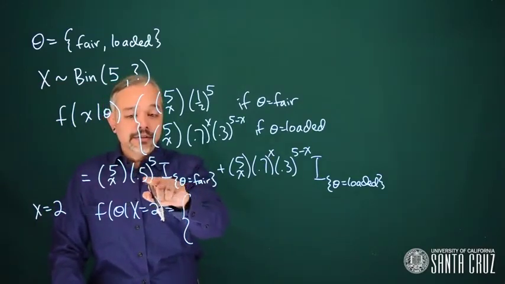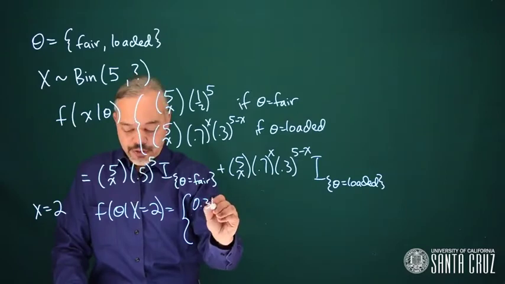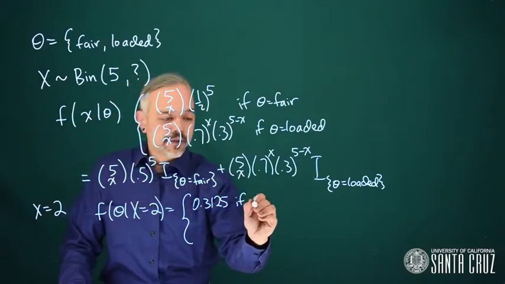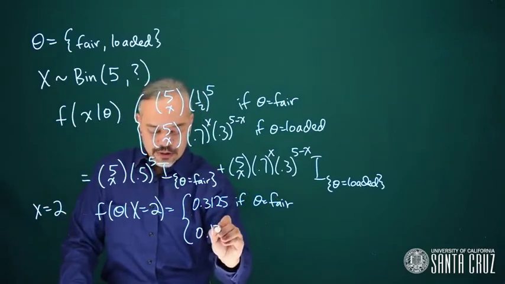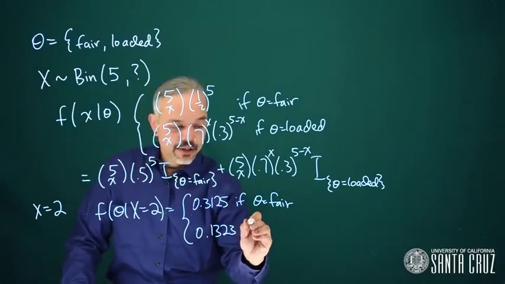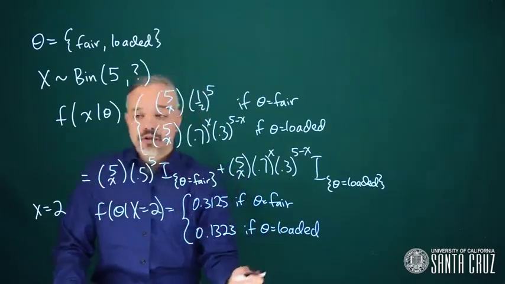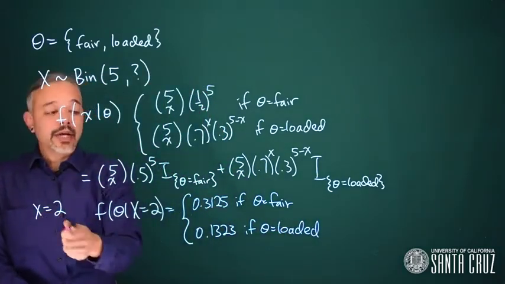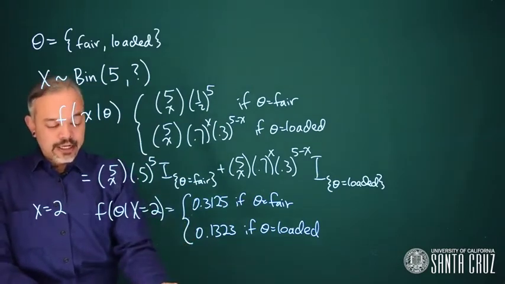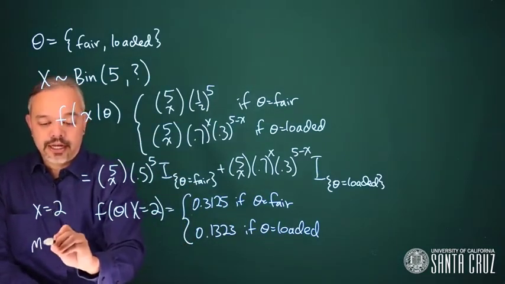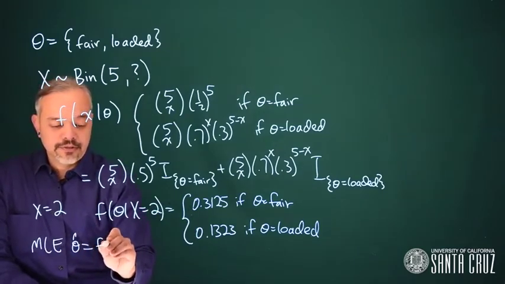We can now plug in x equals 2, and we get 0.3125 if theta equals fair, and 0.1323 if theta equals loaded. So we see that having observed 2 heads, the likelihood is higher for theta equals fair than for theta equals loaded. Thus we can say the maximum likelihood estimate, theta hat, is that this is a fair coin.